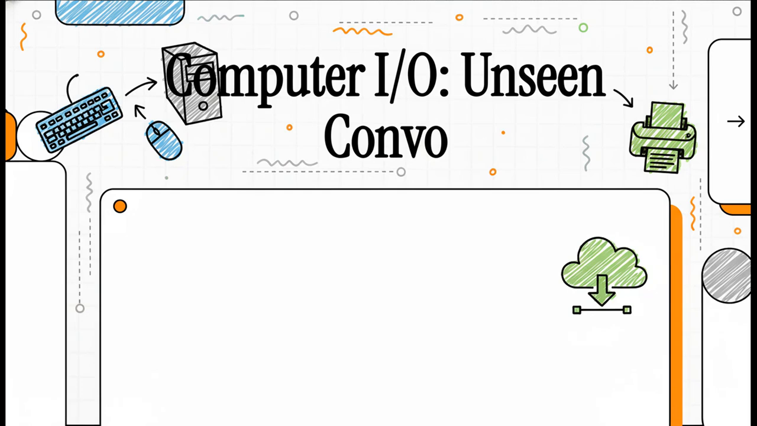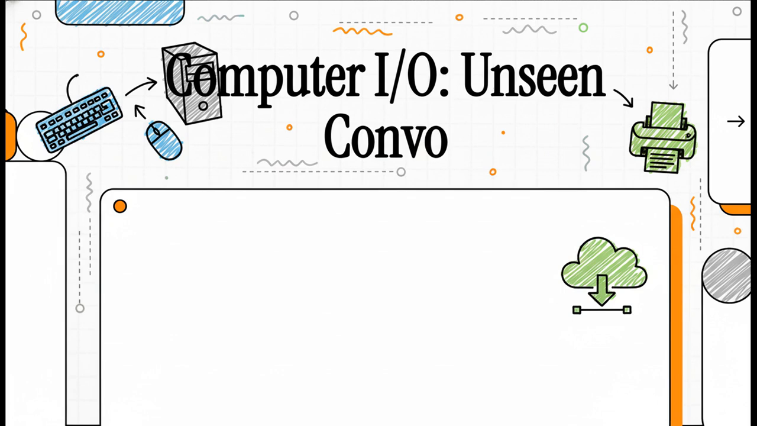Hey, welcome back. Ever stop and wonder how your computer can possibly juggle you typing an email, printing a photo, and downloading a file all at the exact same time without just completely melting down? Well, today, we're going to pull back the curtain on that silent, super high-speed conversation that makes it all work. We're talking about computer input and output, or I/O.